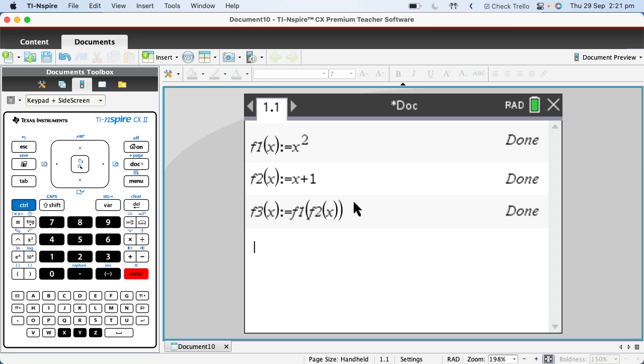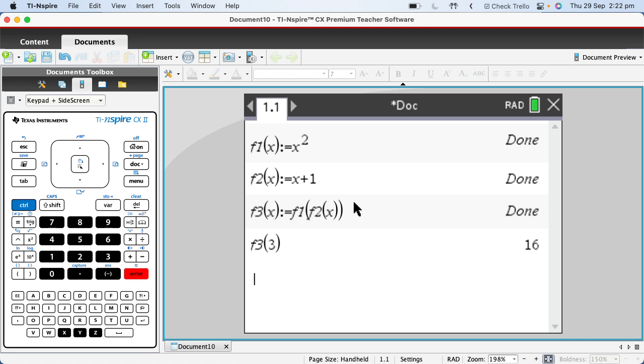So now if it says, what is f1 composite f2 of 3? Well, we know it should be 16, I think. So if I go f3 of 3, it'll tell me it's 16, right? So it will give you numerical results. Unsurprisingly, when we turn off the algebra part of the calculator, which is what CAS is, you're left with numerical analysis only for the most part.